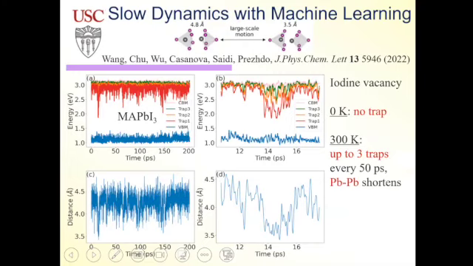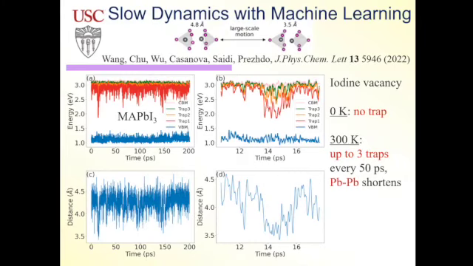Same example, but now the time scale is much longer. So that's where machine learning is useful. We developed a machine learning force field and can sample much longer trajectories. The same lead-lead dimer can form transiently without migration, without charges.